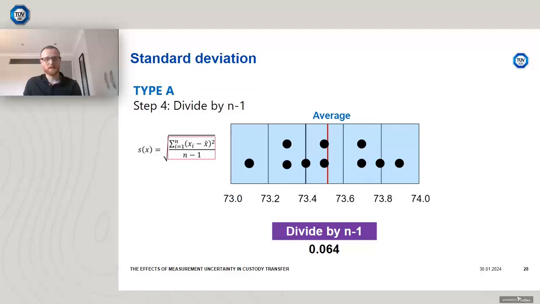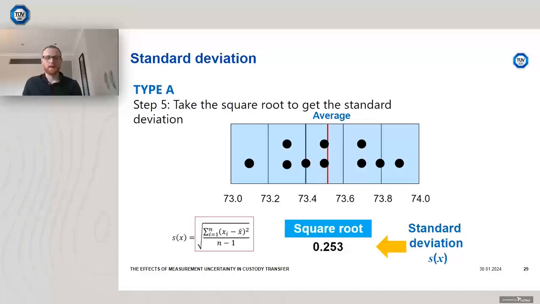The next step is to divide by n minus 1. So that's the number of measurements, so 10 minus 1, 9. And then finally, you take the square root, and that's how you calculate the standard deviation, at a value of 0.253.